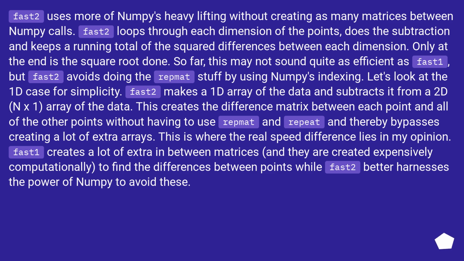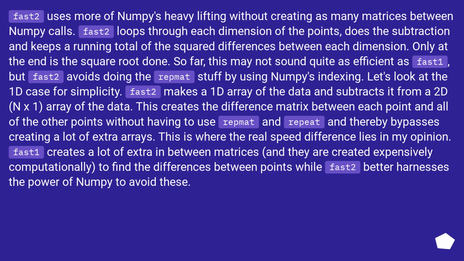Fast2 uses more of NumPy's heavy lifting without creating as many matrices between NumPy calls. Fast2 loops through each dimension of the points, does the subtraction and keeps a running total of the squared differences between each dimension. Only at the end is the square root done. So far, this may not sound quite as efficient as Fast1, but Fast2 avoids doing the repmat stuff by using NumPy's indexing. Let's look at the 1D case for simplicity.